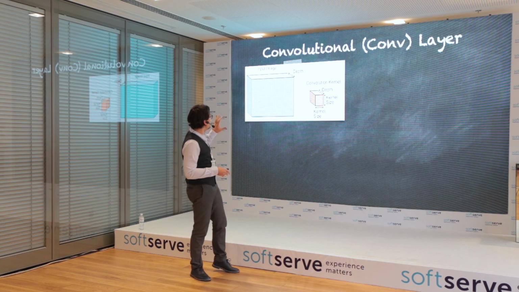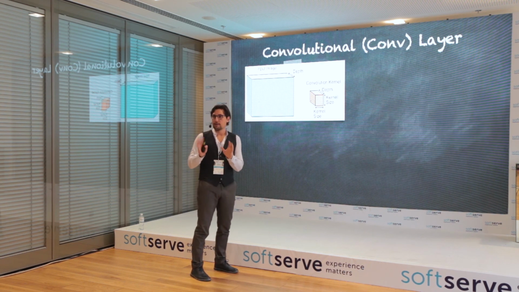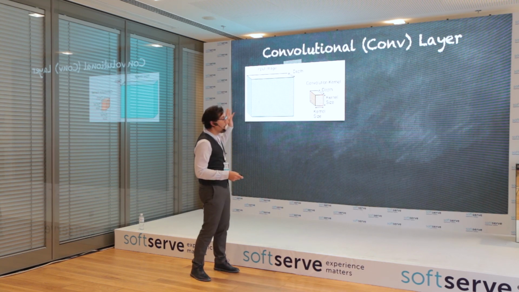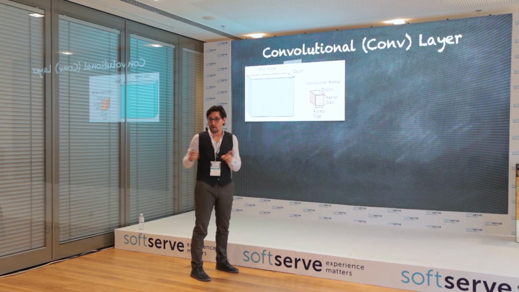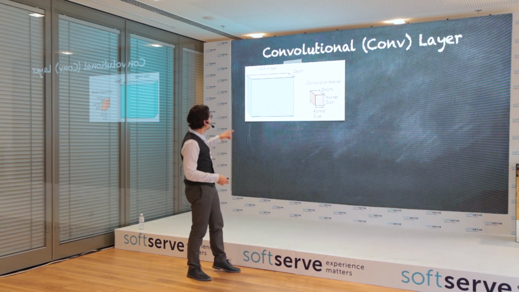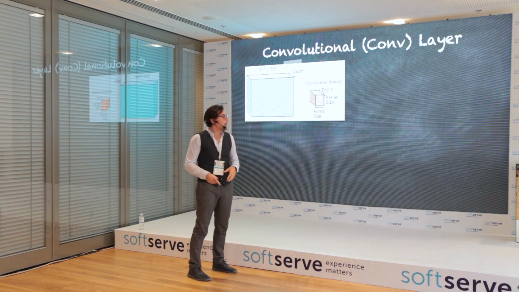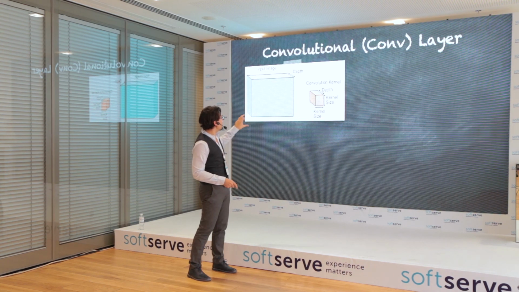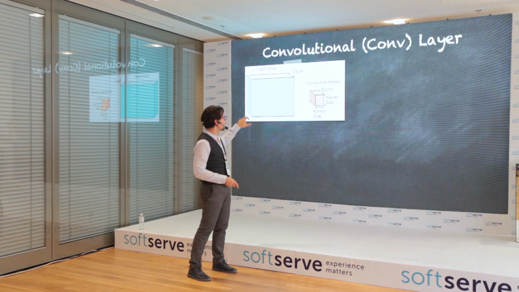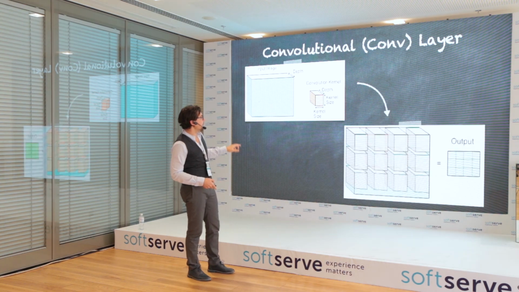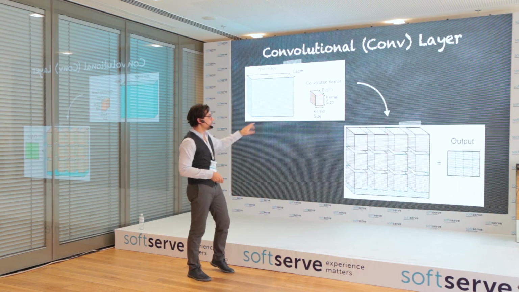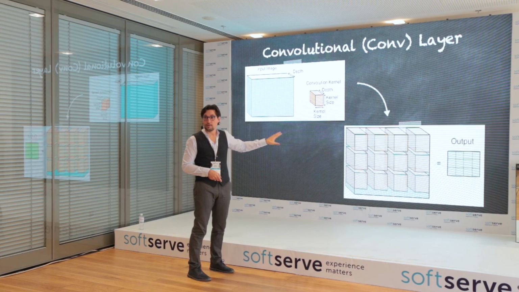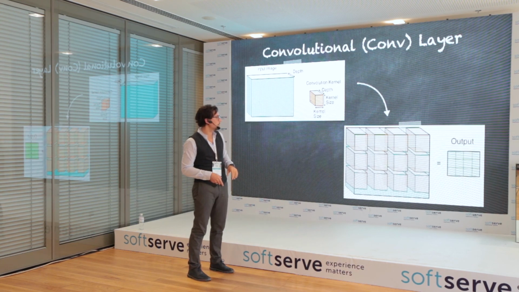So images are typically seen as cubes, because you have height, width, and channels, right? Because you have RGB, for instance, encoding. So you have a three-dimensional object, and you want to apply a convolutional kernel, which is this cube. And the idea is that you want to apply this cube in every single part of the image, and then you get your output.